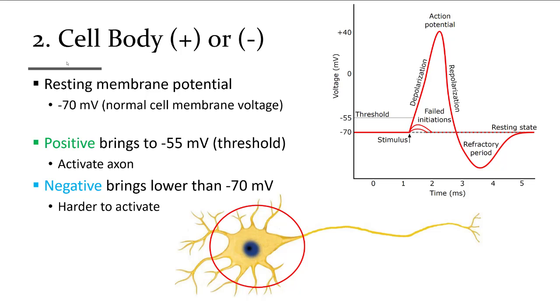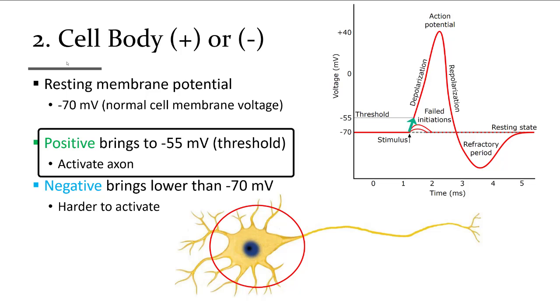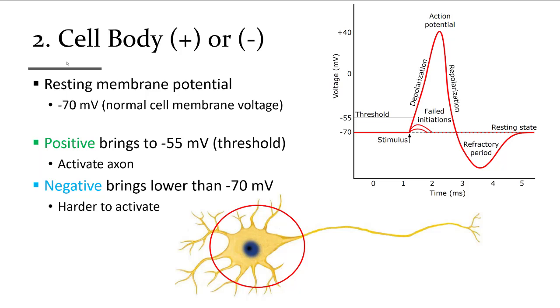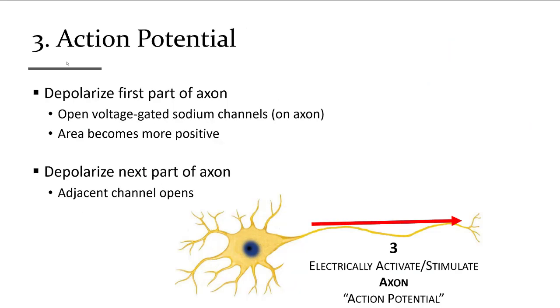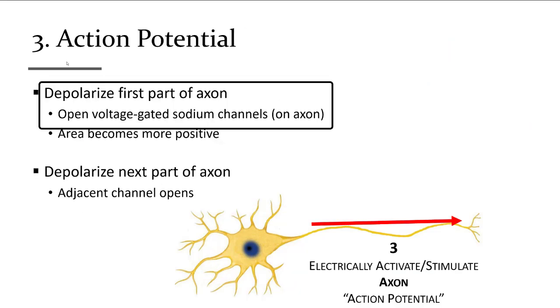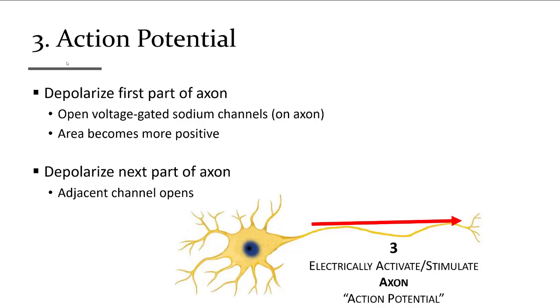Sometimes just a few channels open and it goes a little positive, and then nothing really happens and it goes back to normal. Those are those failed initiations. But when we create an action potential, enough sodium chemically gated channels opened that it actually got all the way to minus 55, which is the threshold. That's the threshold that then will open up voltage gated channels on the axon. Then it will activate the action potential by activating the voltage gated channels on the axon.